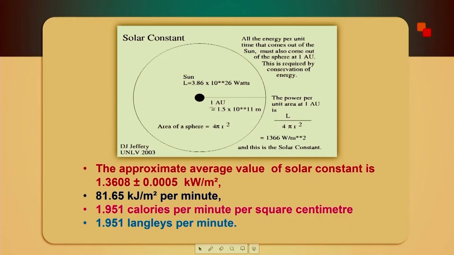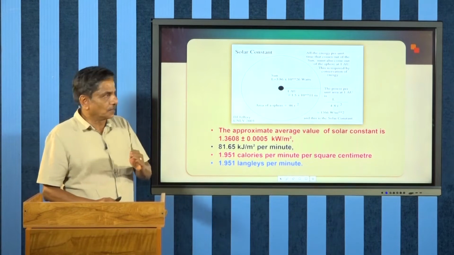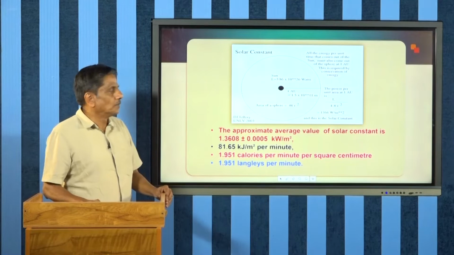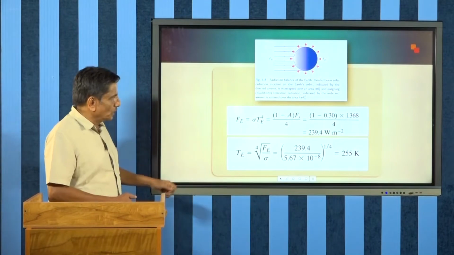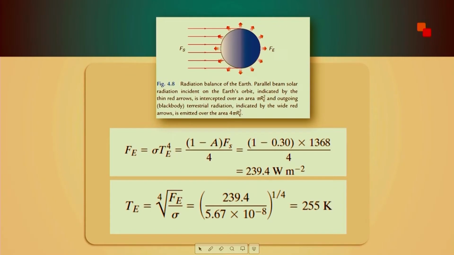Now, this is the solar constant. Solar constant means the amount of solar energy falling on a unit area of the surface of the earth. Now, if you calculate this, we can see that it is about 1366 watts per meter square, which is otherwise known as the solar constant. It is only an average value, it is not an absolute value. From this we can calculate the temperature of the earth as 255 degrees Kelvin, which means it is less than 0 degrees centigrade.